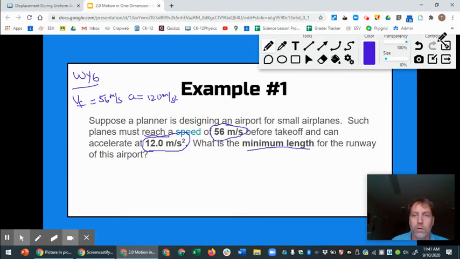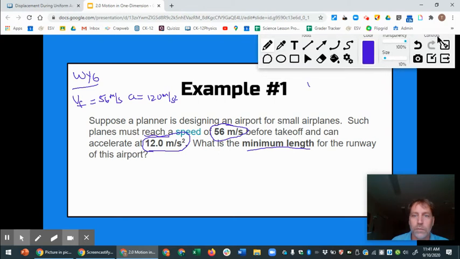Now I'm going to write down what you need right here. What are they asking me? That tells me what I'm needing, a question mark right there. What is the minimum length? So I need a distance, okay? So let's go find a Dave equation that has distance, final velocity, and acceleration in it. That's what we're looking for.